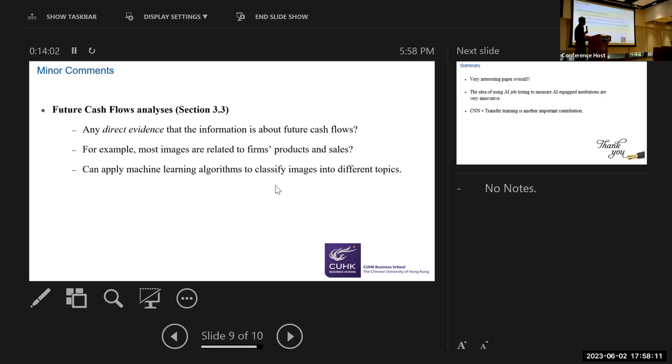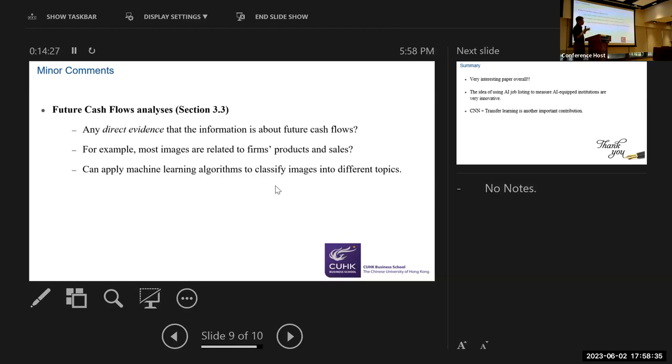The last minor comment is about the cash flow information that you're trying to use to explain this return variability. Currently you attribute that to cash flow information because the pictures signal forecasts of long-term earnings and sales, which I think is good enough. It's already very promising. But I was wondering whether you could provide some direct evidence.